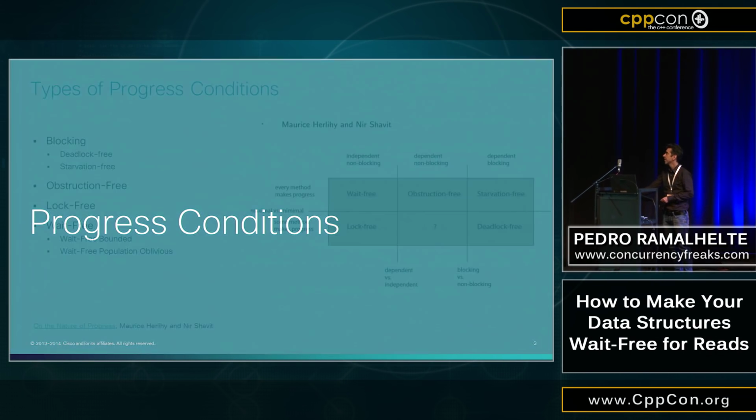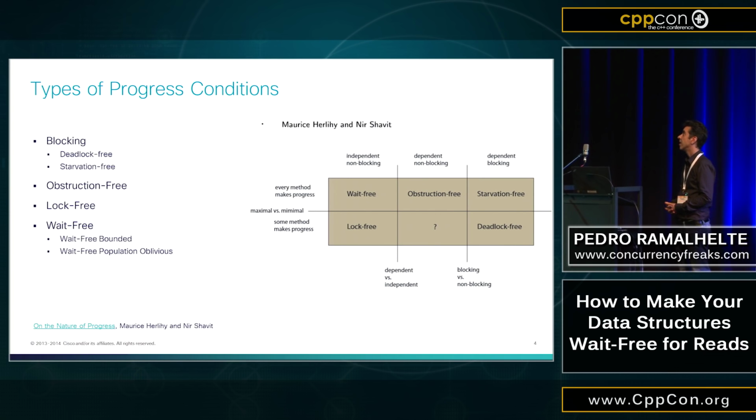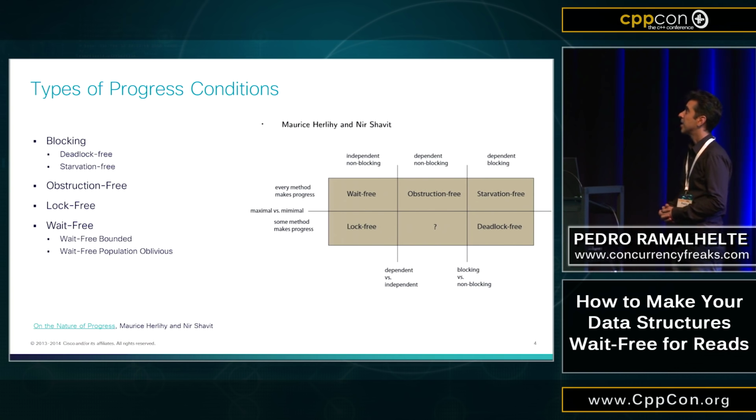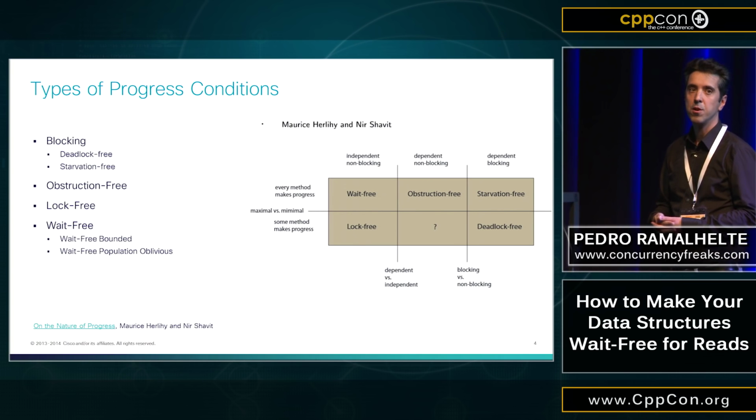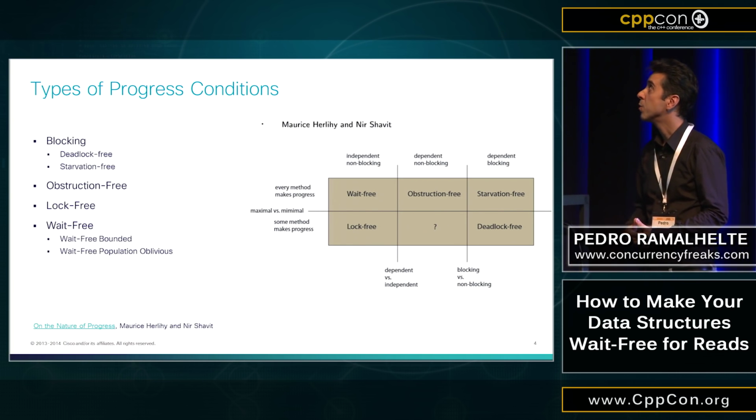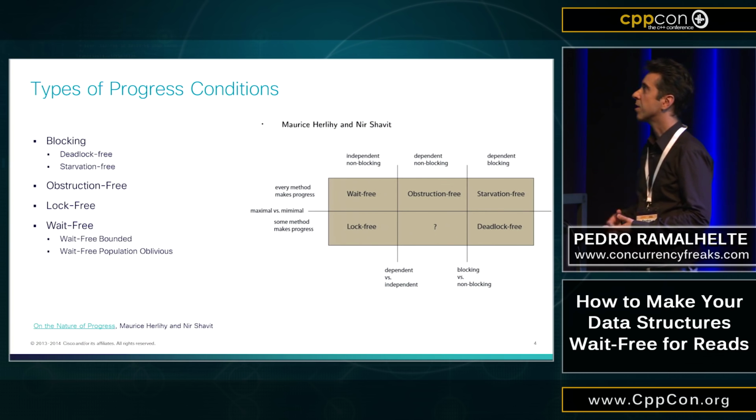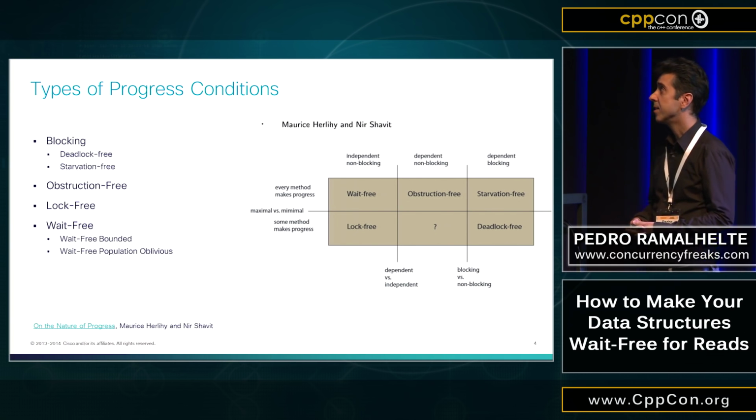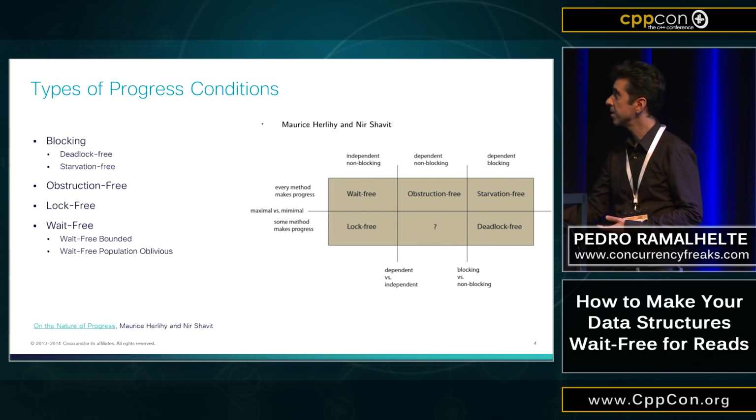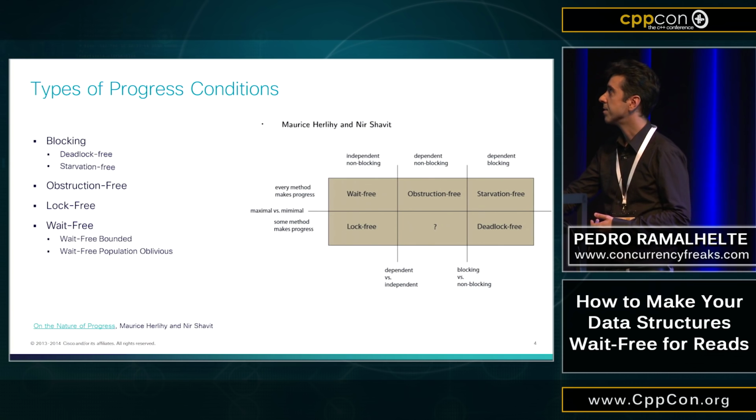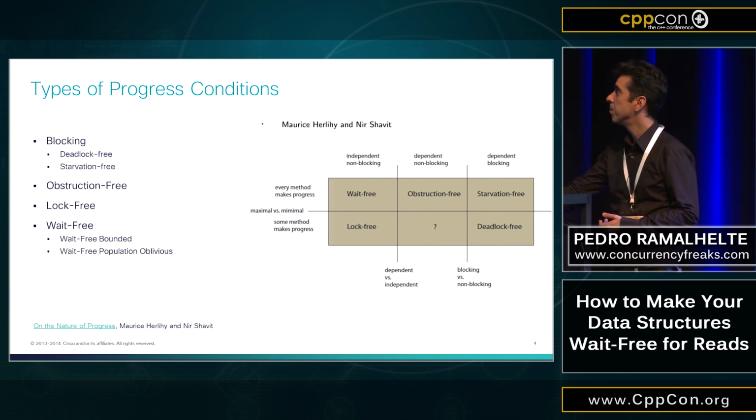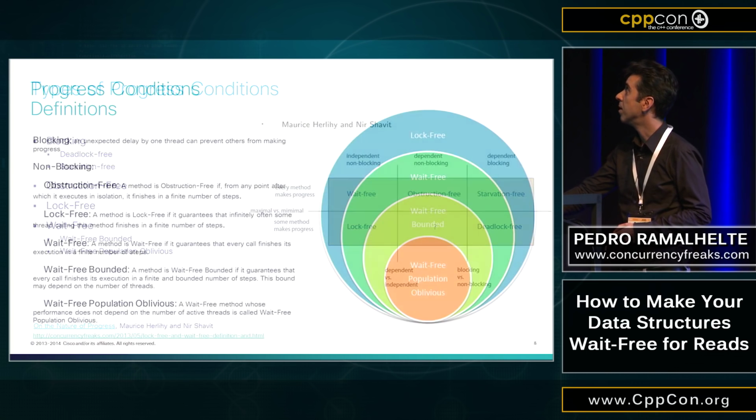So progress conditions. Progress conditions come in many flavors. This is a really nice schematic from Maurice Herlihy and Nir Shavit. If you don't know who these guys are, those are the ones that wrote The Art of Multiprocessor Programming. And they have this white paper on the nature of progress, where they talk about this stuff. Today I'm going to talk about some of these, like starvation-free, lock-free, and the different types of wait-free. I'm not going to talk about the other ones. They're not relevant for what's coming next. But you can go and read their paper if you want to learn more about this.